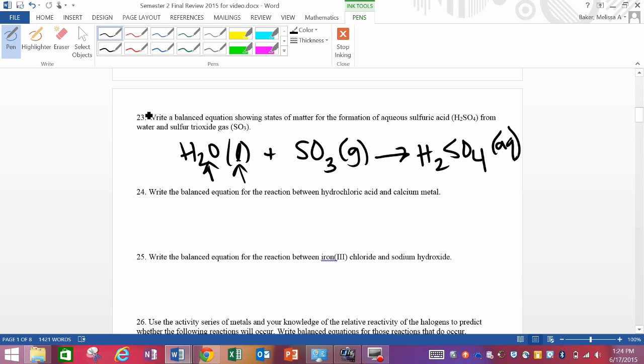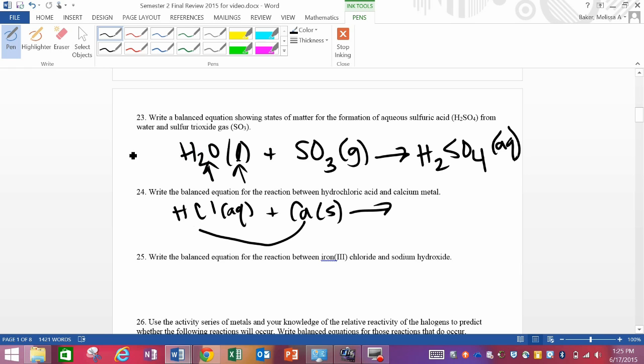How about 24? Write a reaction showing what happens between hydrochloric acid and calcium. So hydrochloric acid is HCl. That is not something that you need to have memorized for the final, but I'm guessing you've seen it enough that you probably know that, and that acids are dissolved in water, so they're always AQ. Calcium metal, that means it's a solid. The only metal that's a liquid at room temperature, besides gallium, I guess that can be considered that too, is mercury, and calcium is definitely not one of those.